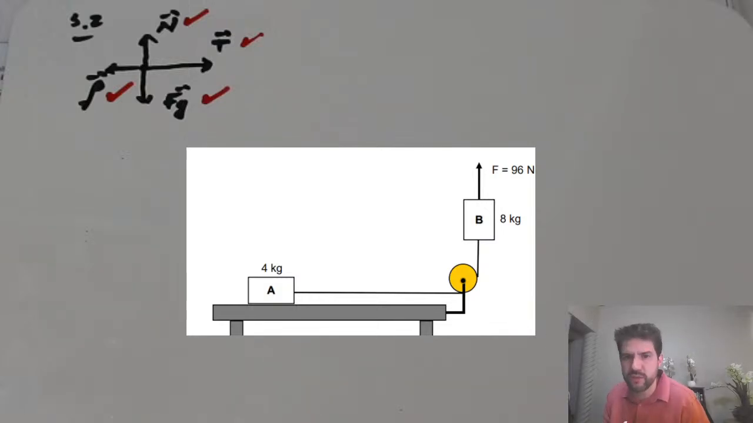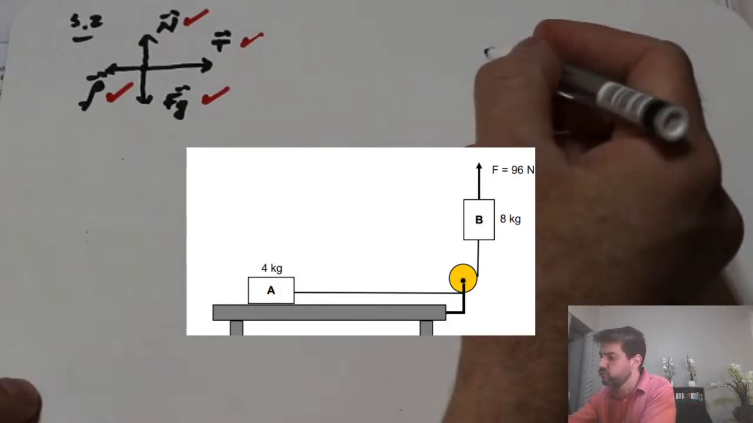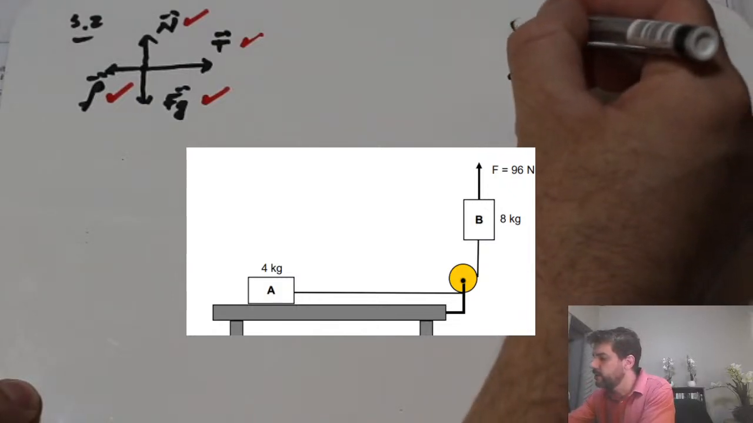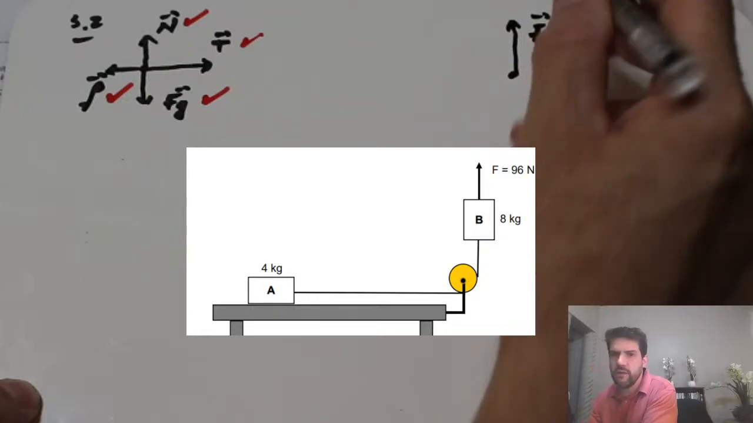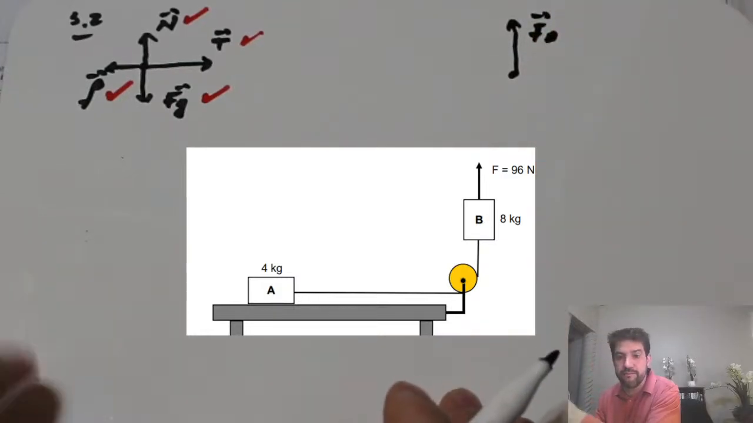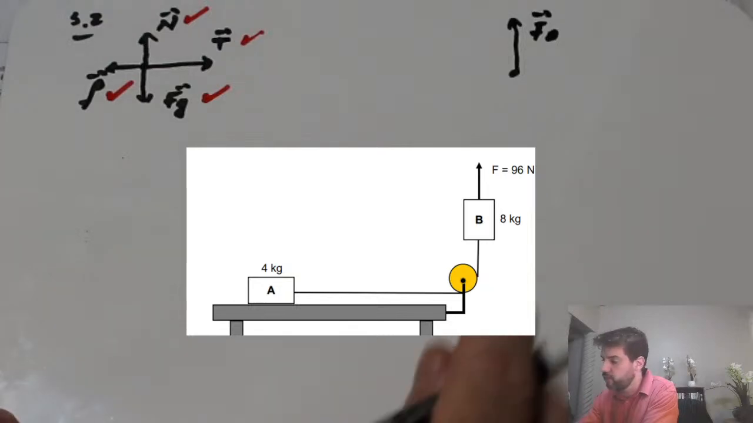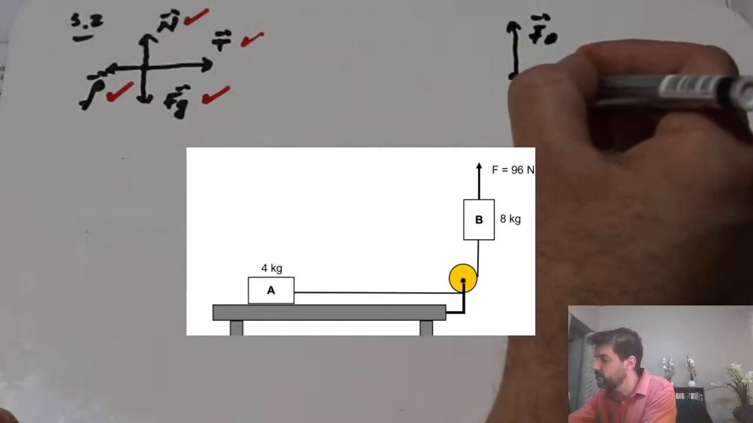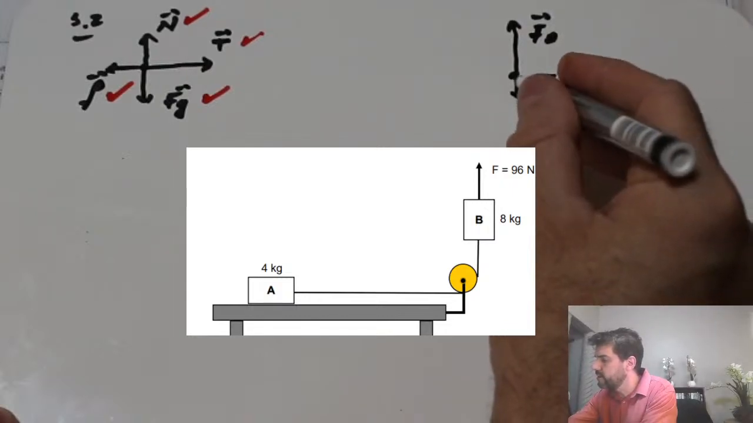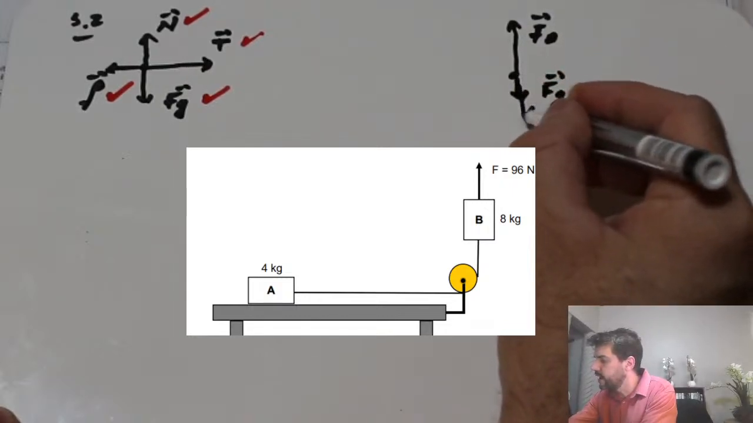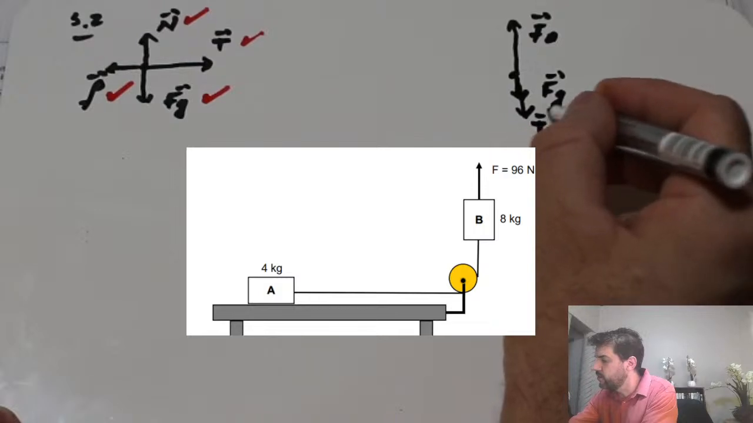For the second object, which is this one here, the 8 kilogram block, you have an acting force pulling the block up. This one is going to be the applied force. There we go. And downward there are 2 forces. One of them is the gravitational force, and the other one is the tension, and I'm going to draw it along the same line. That is the tension force.